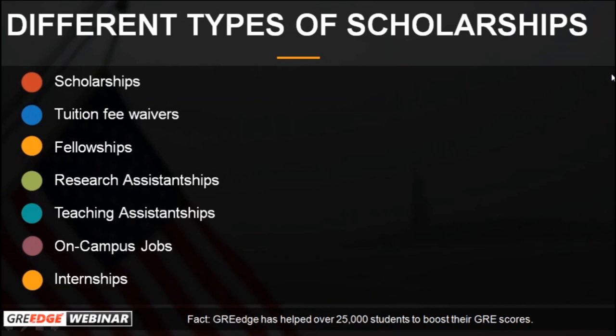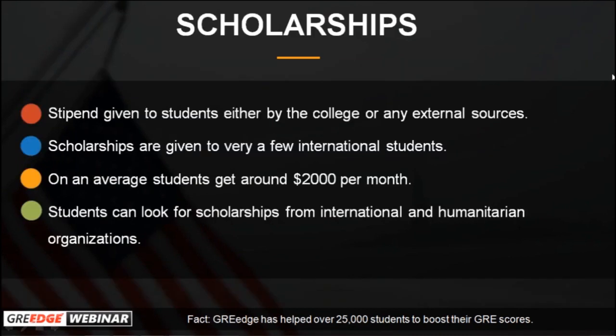The reason being, the time that you need to invest in an RA, a TA, or on-campus jobs is very high. Your academic load will be too high for you to do both a research assistantship and an on-campus job. That will completely drain you, and you won't be able to concentrate on what you actually have to concentrate on, that being your academics.